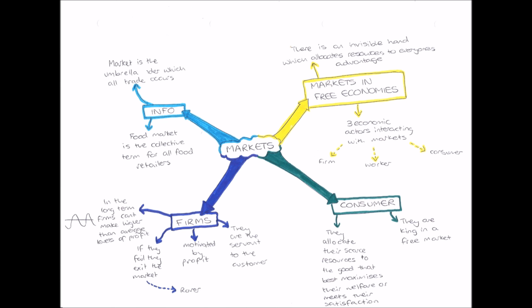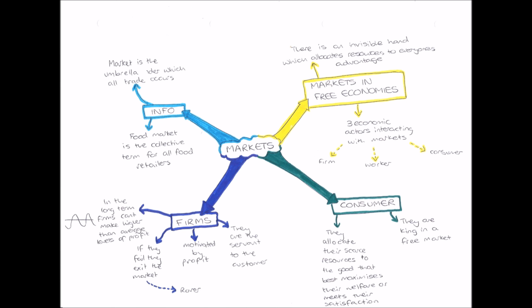So firstly, our information section in the top left. What actually is a market? Well, a market is defined as the umbrella under which all trade occurs. So that's just our definition, but I'll use an example to explain that. For example, it says underneath, the food market is the collective term for all food retailers.